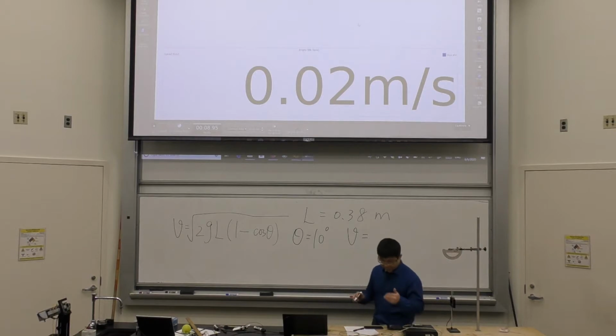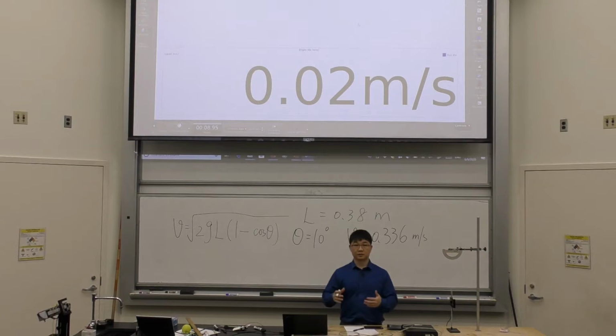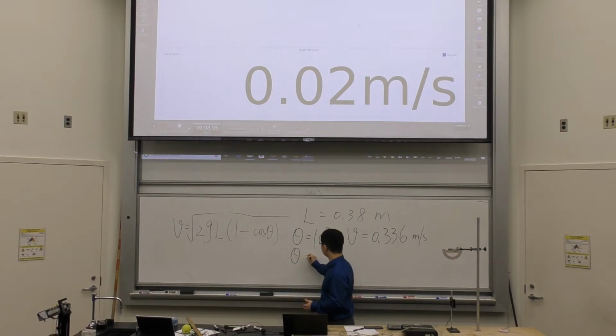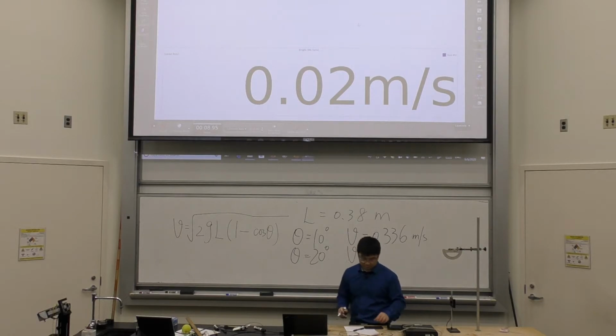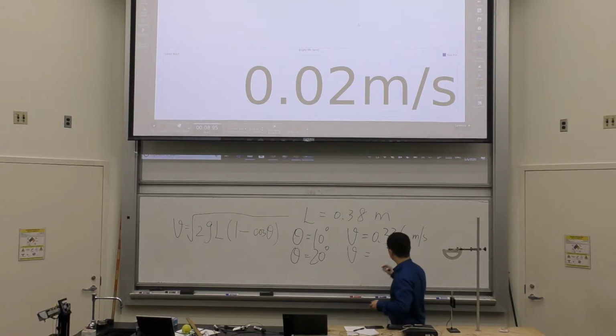So my prediction would be this, 0.336 meters per second. Okay, we can pick different angles. Let's say I pick another angle, 20 degrees. What's going to be our prediction? We're just going to try these different angles, like 20 degrees. Let's plug it in. So my prediction is this.